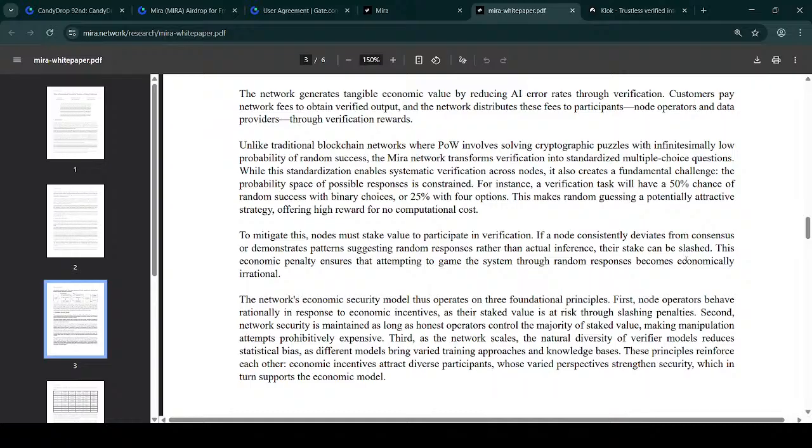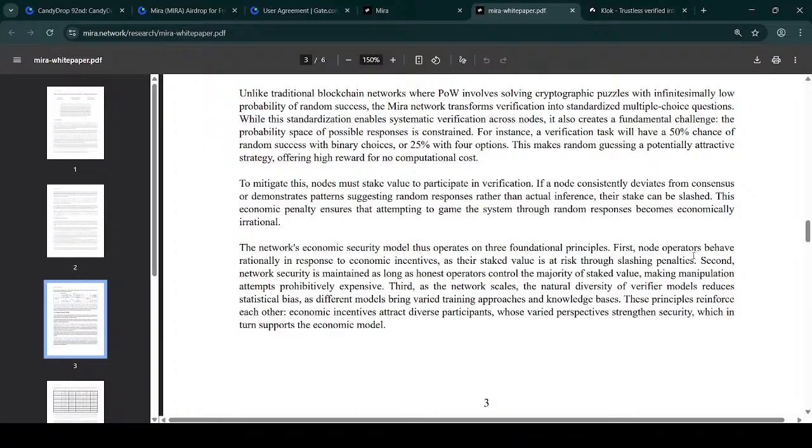For example, with a binary choice, a verified stake would have a 50% chance of random success, or 25% with four options. This makes random guessing a potentially profitable strategy, offering high rewards for nodes that do no computational work.